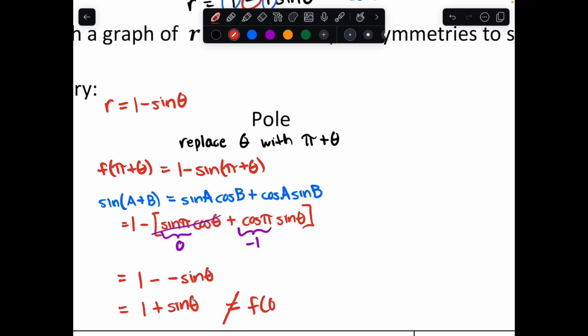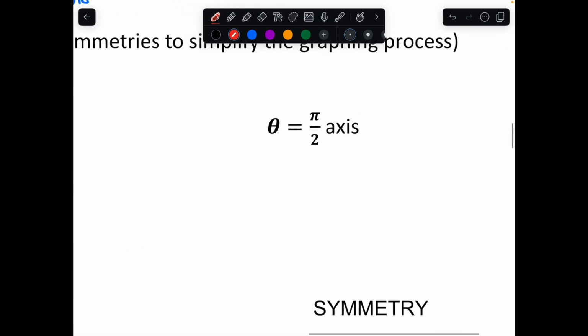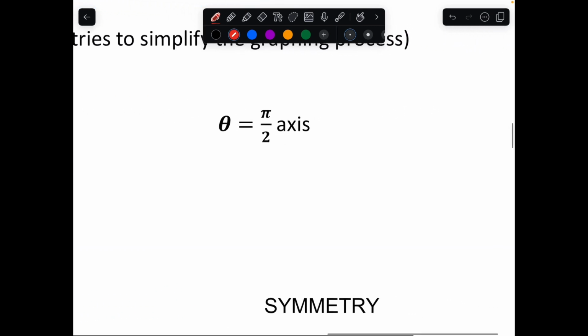So f of pi plus theta is not equal to f of theta. It's not equal to our original. So we do not have symmetry about the pole. Moving on to our last one, we have our vertical axis symmetry.